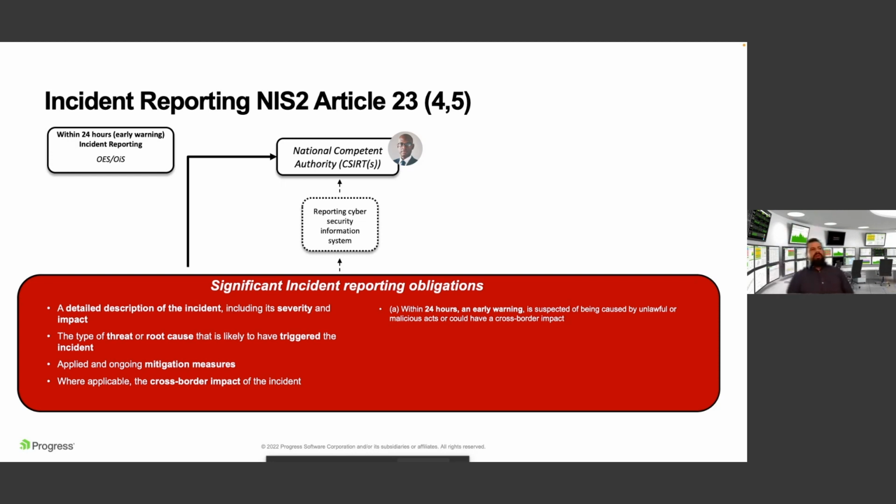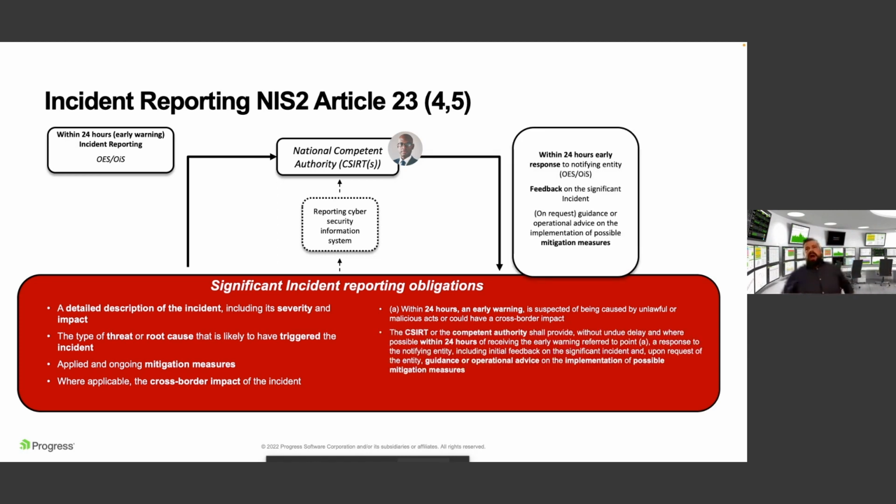And the incident report needs to contain a detailed description of the incident, severity, impact, the type of threat caused by the incident, and the root cause that is likely to have triggered the incident. Also, a description of the applied and ongoing mitigation measures, as the previous slides described for the incident handling process, and where applicable, the cross-border impact of the incident. This is all about ongoing incidents that are spreading into the infrastructure and maybe affecting another essential entity.